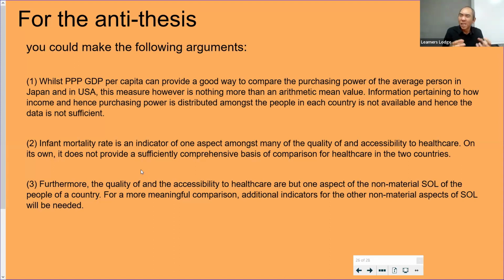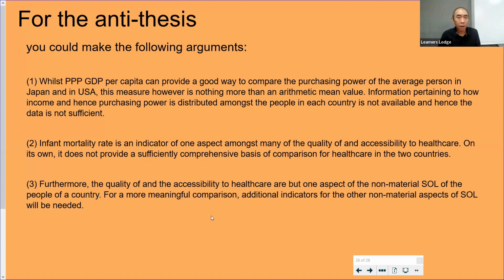So you might argue that that information is a little bit narrow and a little bit presumptuous, right, for us to use that one indicator to extrapolate to say that accessibility to healthcare and quality of healthcare was higher in Japan in 1996 than in USA, right?